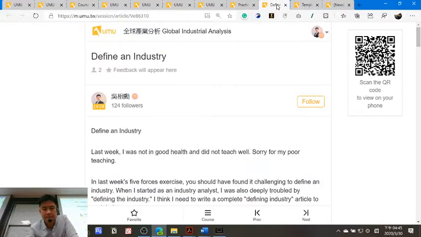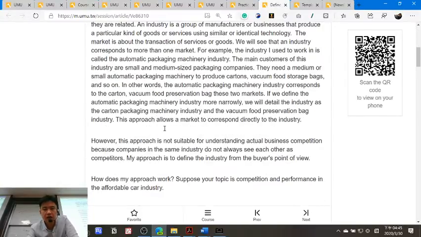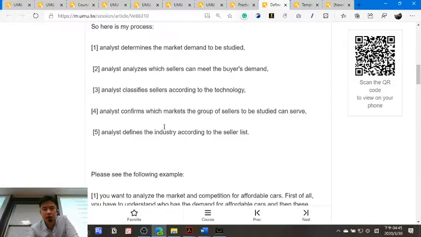All right. And finally, here, define the industry. Last week, I found that it's very challenging for many students to define the industry. So I wrote down the process I usually use to help me define the industry. There are 5 steps.